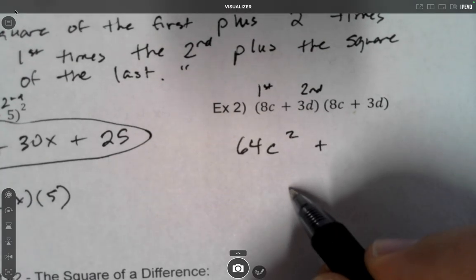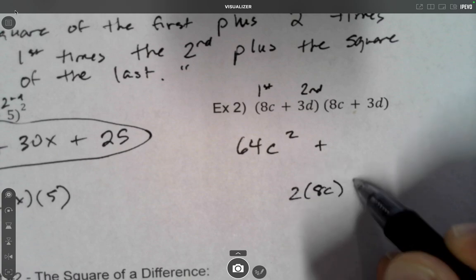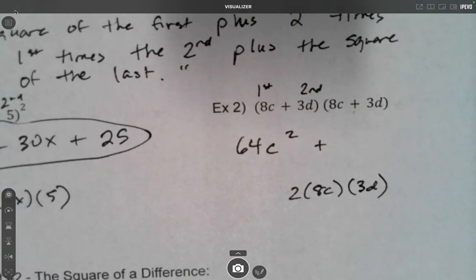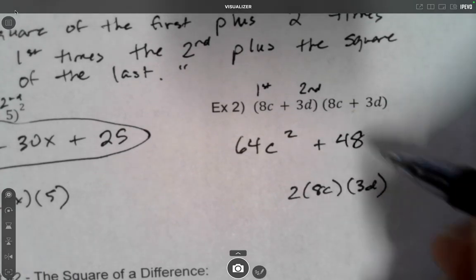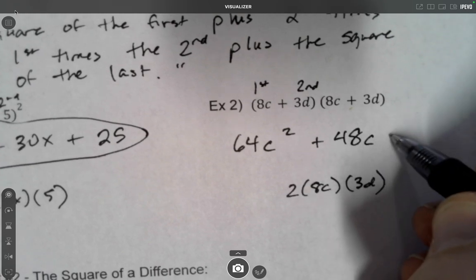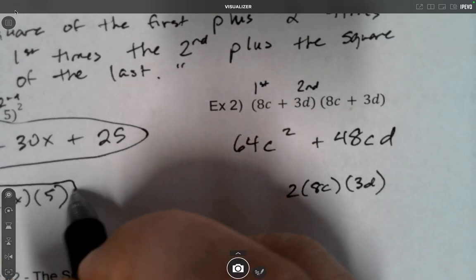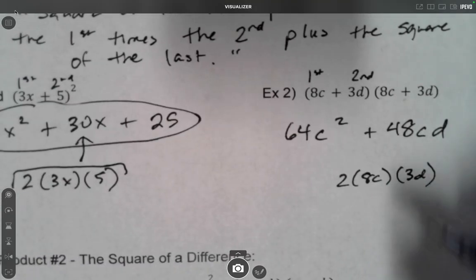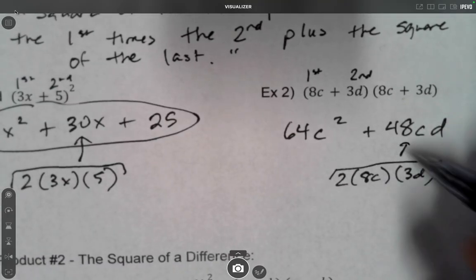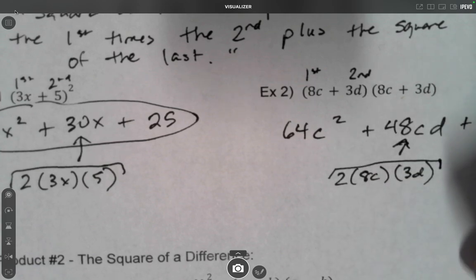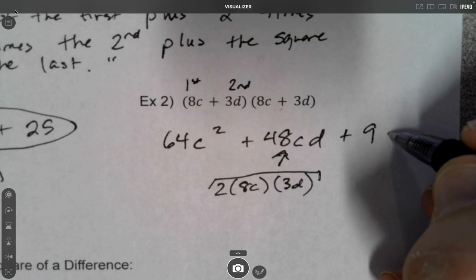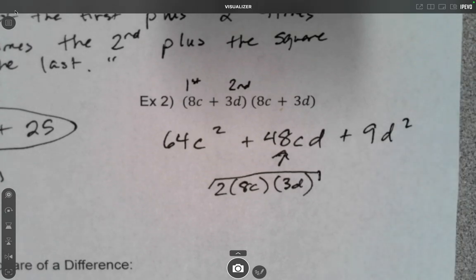Plus 2 times the first times the second. So 2 times 8 is 16. 16 times 3 is 48. Then we have a C and a D to tack on. So again, this gave us this, and this gave us this. And then we square the second, or square the last. 3 squared is 9, d squared is d squared. So if you remember this shortcut, you can get through this pretty quickly.